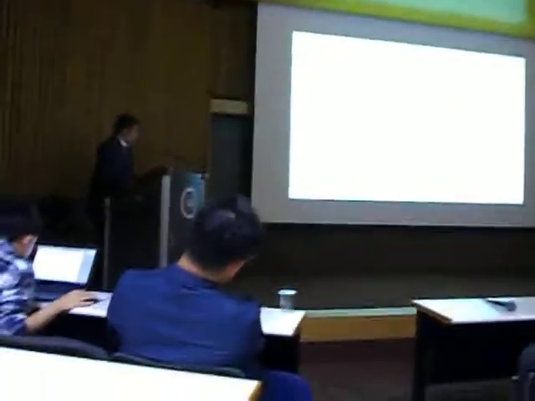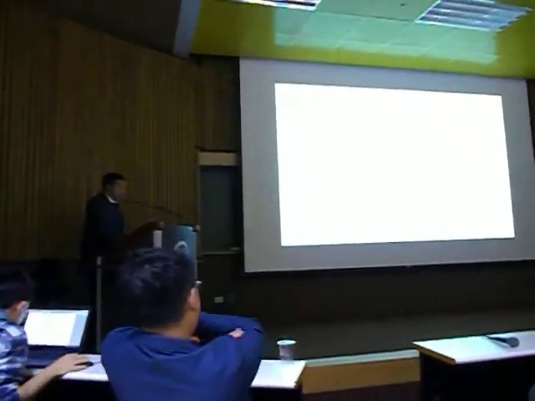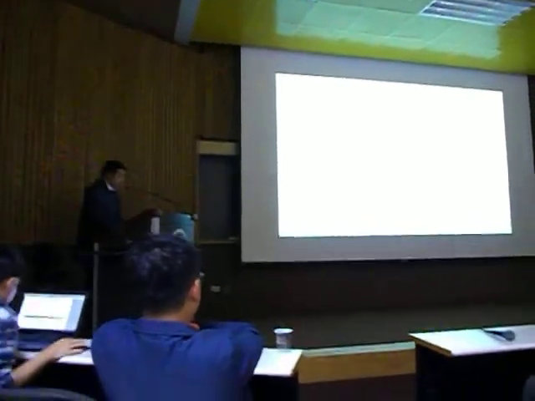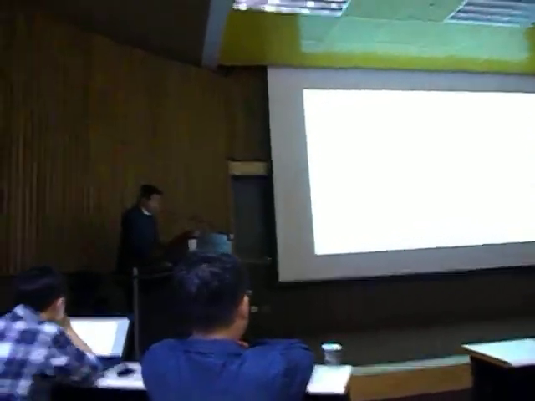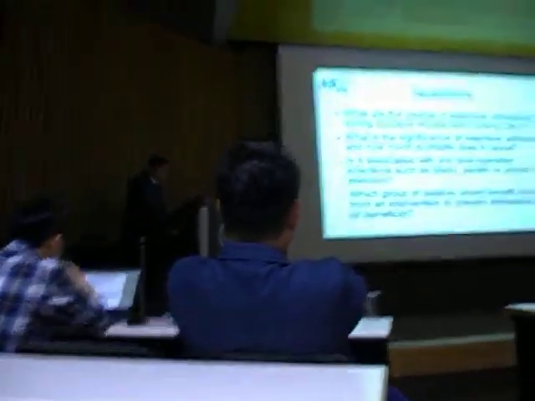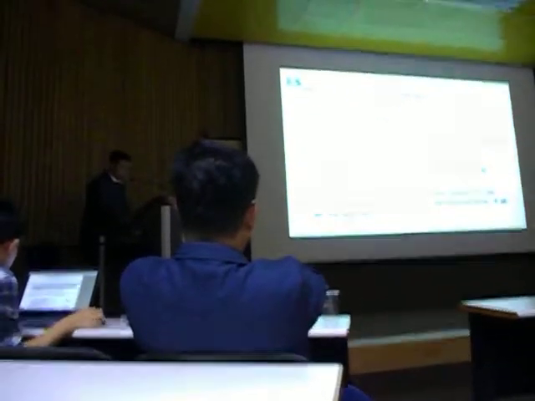So the questions we asked ourselves are, what are the causes of these extensive adhesions? This is a very common thing we encounter during recipient hepatectomy. What is the significance of the extensive adhesions? How much morbidity does it cause? Is there any mortality associated with it? What about postoperative infections? And which group of patients would benefit the most from any intervention?